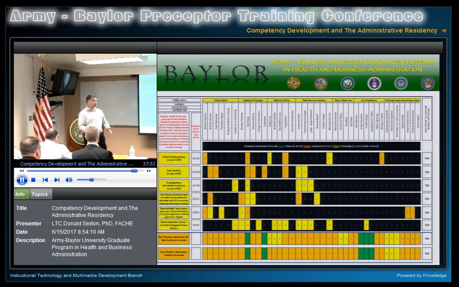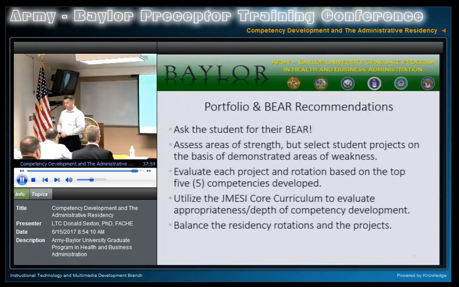All right. So just some final recommendations. I covered several of these already. Make sure you ask them for their BEAR. Use the tool to help develop their residency rotations. Make sure you're assessing where their strengths are and where their weaknesses are.